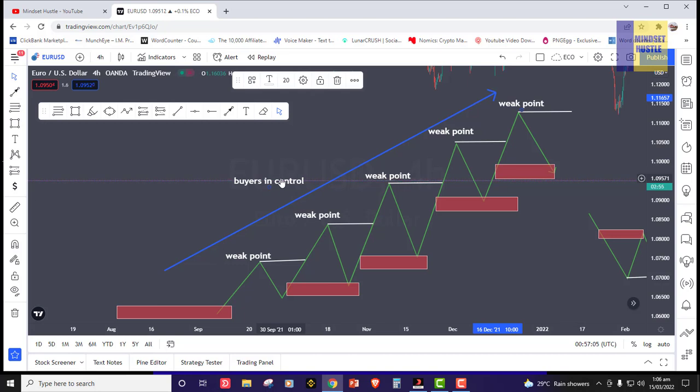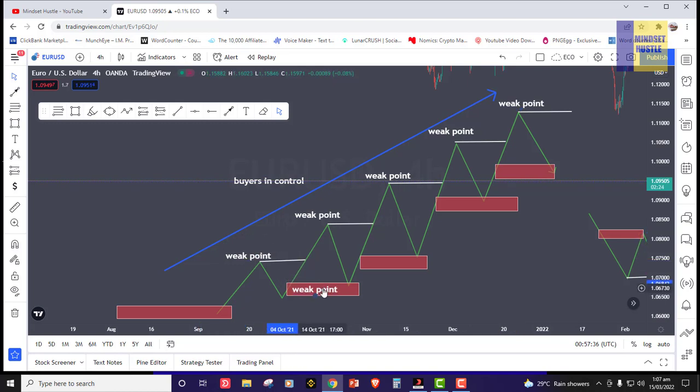So we say buyers are in control, people will say demand is in control. Okay, so when we talk about demand, we are talking about what? Buyers. So we'll be looking at supply and demand to know where in the market you should be looking out to pick your trade from. Okay, so for today we are only looking at what? Weak points and what? Strong points.